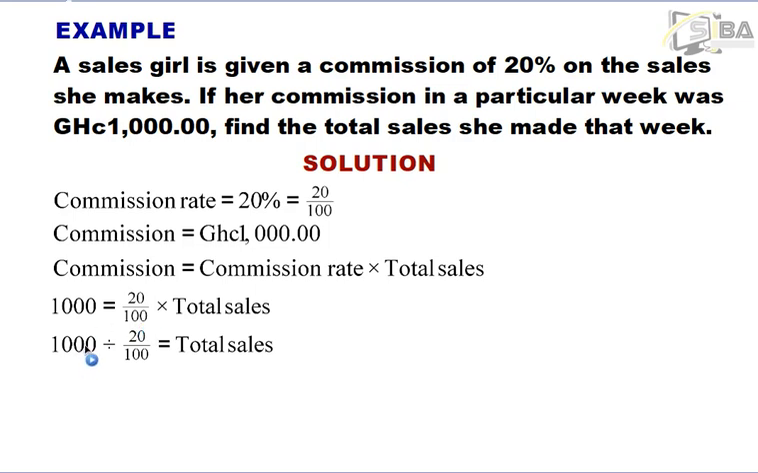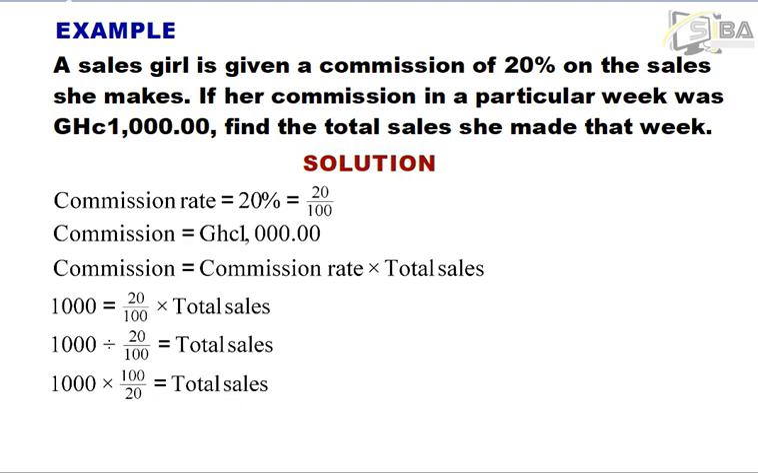Here we have a whole number being divided by a fraction. I hope you can remember how to divide a whole number by a fraction. We leave the whole number as it is, change the division to multiplication, and turn the fraction upside down, giving us 1,000 times 100 over 20 equals the total sales.